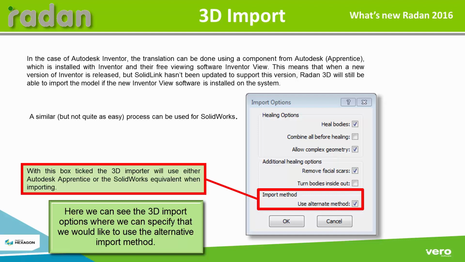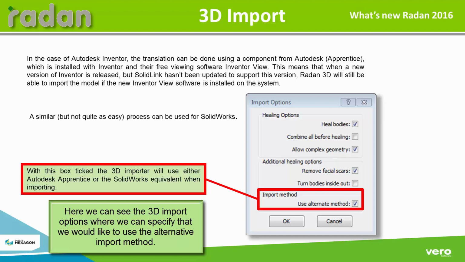In the case of Autodesk Inventor, the translation can be done using a component from Autodesk Apprentice, which is installed with Inventor and their free viewing software Inventor View. This means that when a new version of Inventor is released, but SolidLink hasn't been updated to support this version, Radan 3D will still be able to import the model if the new Inventor View software is installed on the system. A similar process can be used for SolidWorks.